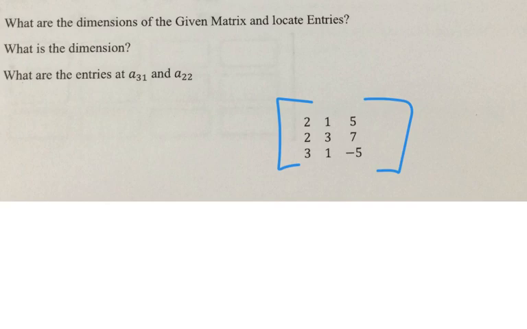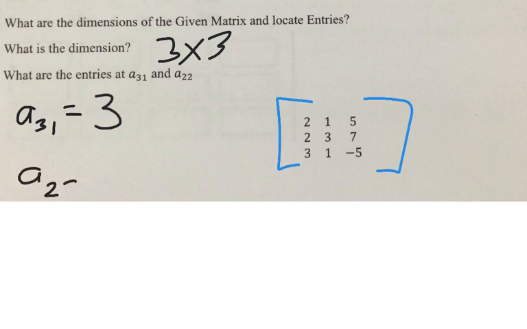So this is going to be us practicing identifying the dimensions and locating specific entries. So what would be the dimensions of this matrix? It's also a 3 by 3. And then what is the entry in position A sub 3, 1? So this means we're looking at the third row, first column. So in position A sub 3, 1 is a 3.